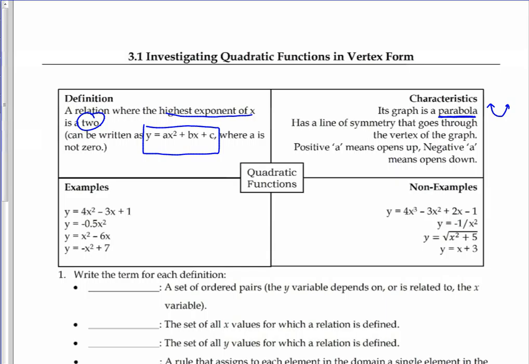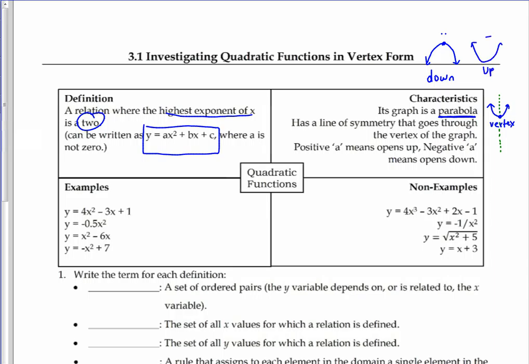So the graph is a parabola, has a line of symmetry that goes through it, so it's symmetrical. We have the point that's going to be the minimum or the maximum. We call that the vertex. Your min or max point depends on whether it opens down, then that would be a max, or it can open up.